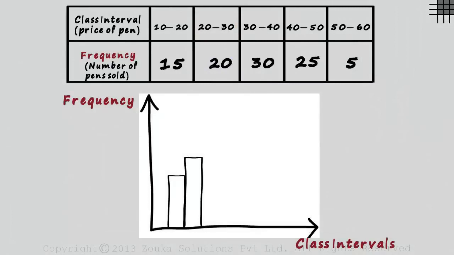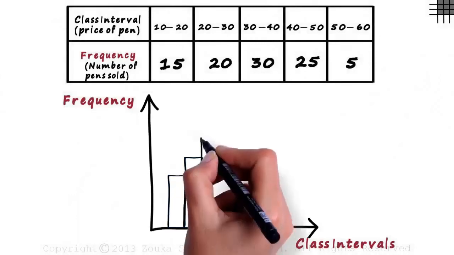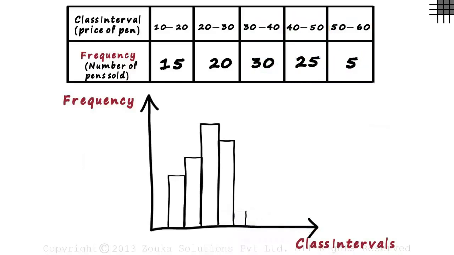Observe that here there are no gaps between the bars like we had in the bar graph. In the same way, we draw bars for the remaining three intervals. We use histograms to represent class intervals. While drawing a histogram, we have the class intervals on the x-axis, while for a bar graph, we have categories.